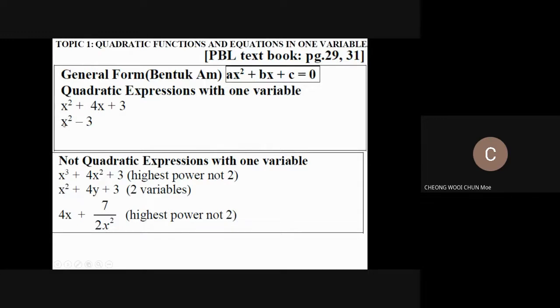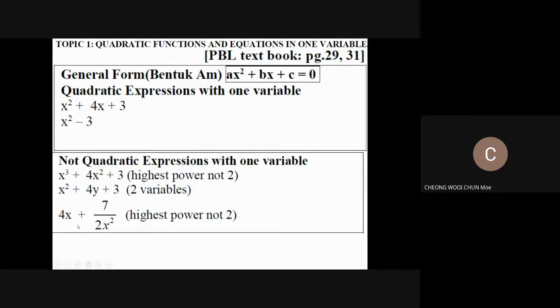Only one variable, x power 2, is a quadratic expression with one variable. This one is x power 3, not quadratic expressions with one variable. Highest power should be 2, not 3. This one, the highest power is 2, correct? But there are two variables, two different unknowns, x and y.